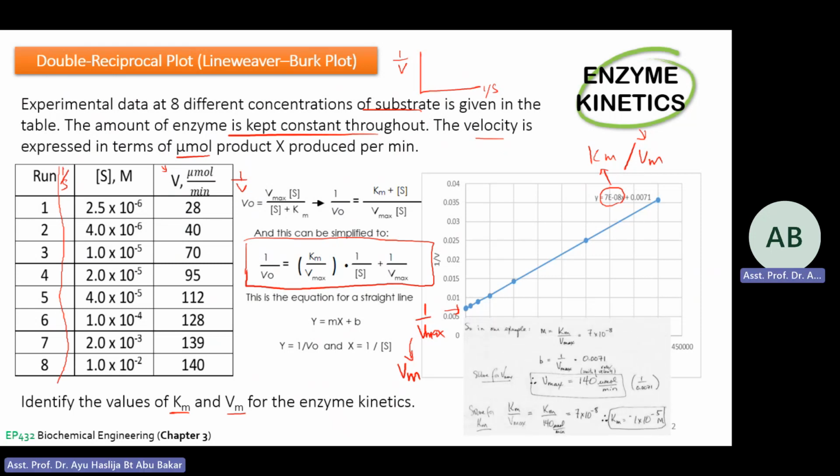Okay, for example, like this. Is it too small? Now let me enlarge the thing.